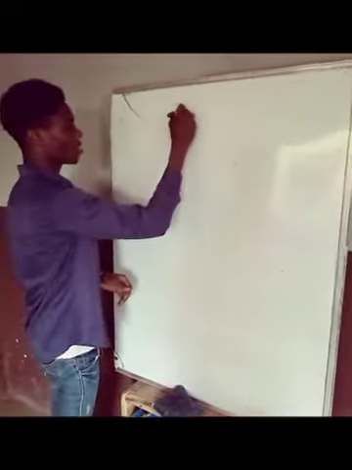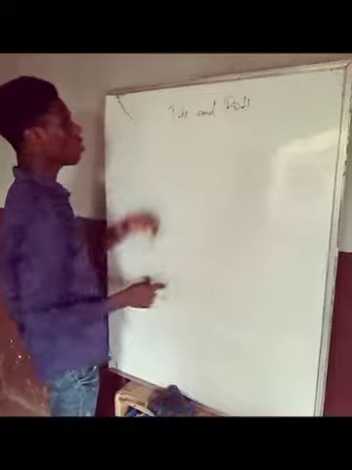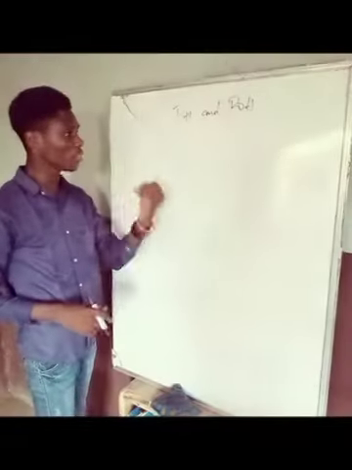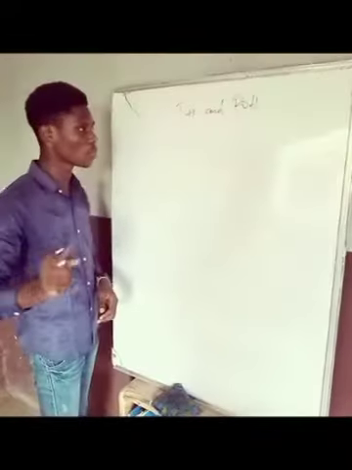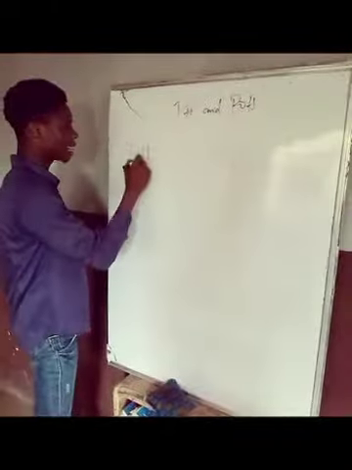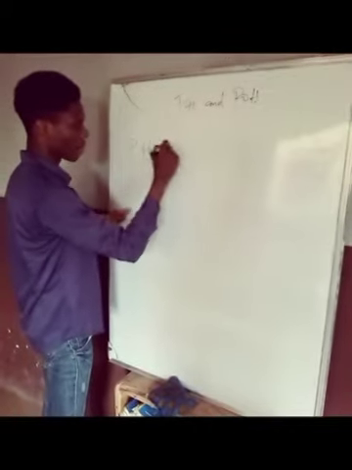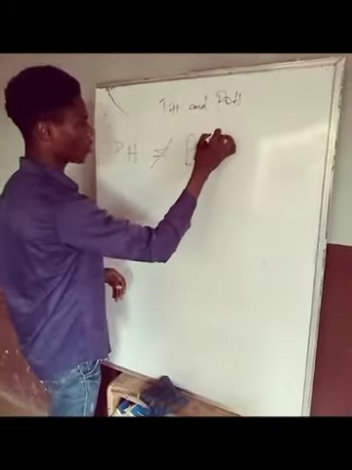That is pH, finding your pH and pOH. So as you all know, pH simply means the degree of hydrogen ion concentration. pOH means the degree of hydroxyl ion concentration. Now please, it is important to note that pH is different compared to hydrogen ion concentration.